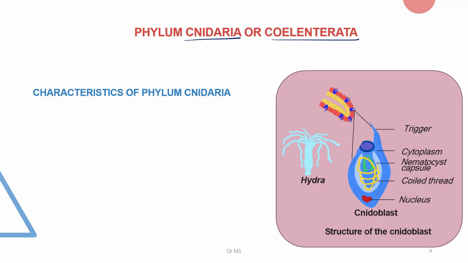There are good examples given. The first one is Adamsia. We call this the sea anemone. These are very important examples also mentioned in the NCERT. So the first one is Adamsia, the sea anemone.